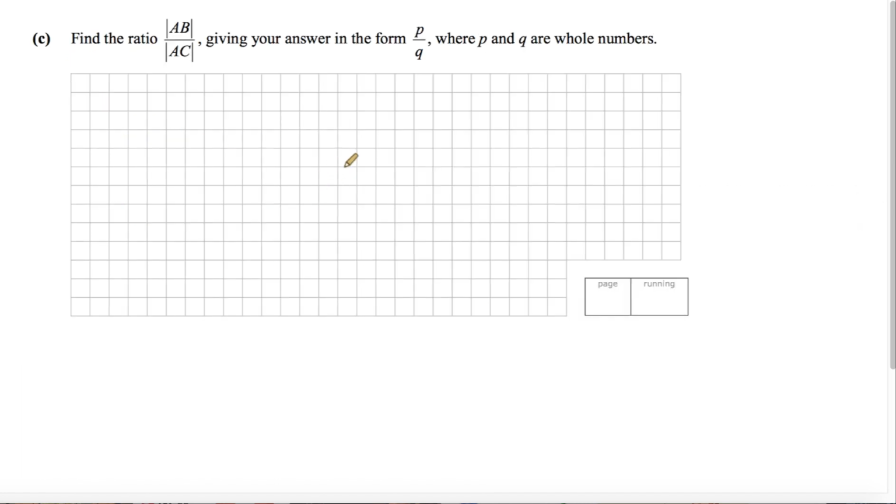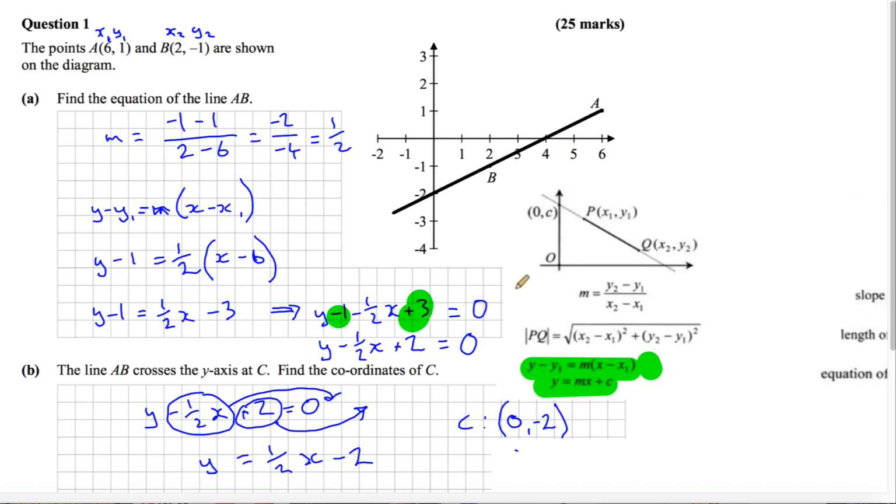Okay, finally, part C. Find the ratio of the length of AB over the length of AC and give your answer in the form P over Q, where P and Q are whole numbers, so give your answer as a fraction. So the length of AB over the length of AC. Okay, well, we have a formula for the length of a line, which is this one here. The length of the line PQ, this bit here is from the tables book. The length of the line PQ between any 2 points is given by this formula here.